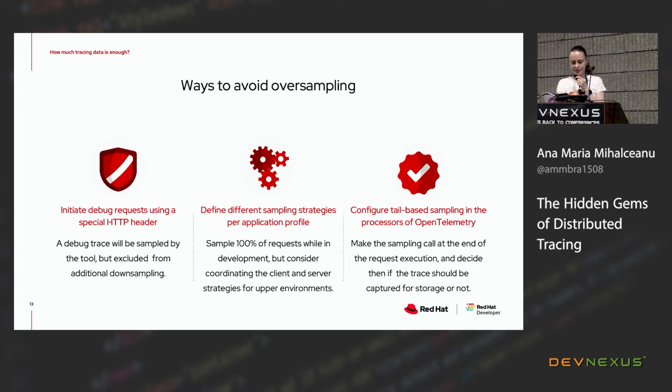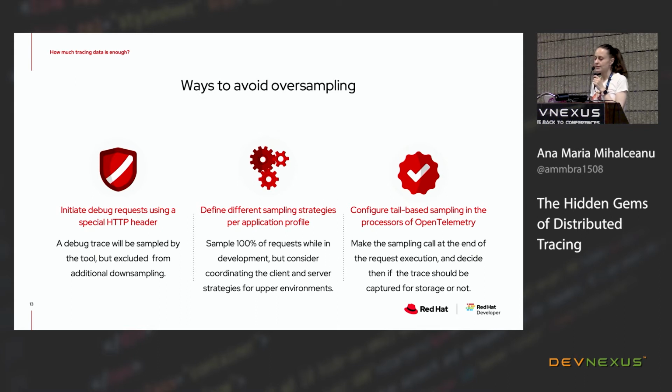We're going to look at tracing using a special HTTP header. Then we can define different sampling strategies per application profile. One thing you can do, when you're in development mode, is sample 100% of your requests. That's not a problem, because it can help you test different things, different scenarios. But if you're going to the upper environments, you should consider coordinating these strategies, because you might not need 100% there. Again, you're getting too much data.